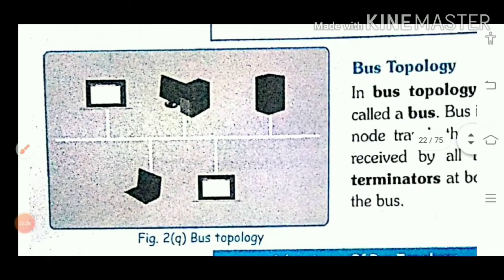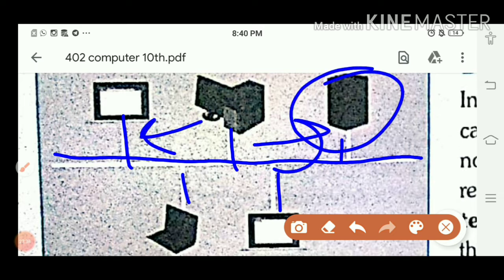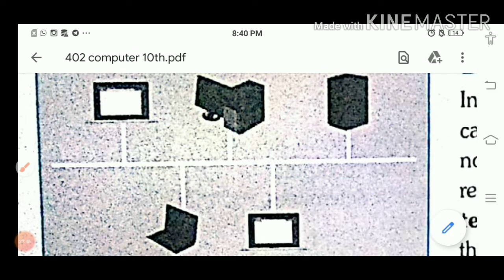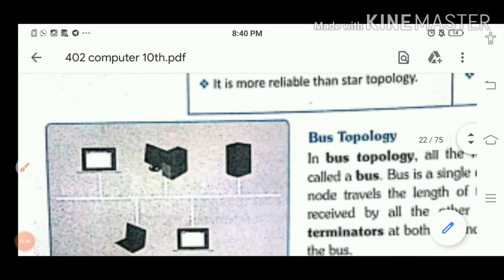This one is bus topology, where one central bus, one central device is there, and all the nodes are connected to it. Here data can move in both directions. From here it will take data and move in this direction also. So which topology is this one? Bus topology, because bus is their central device.